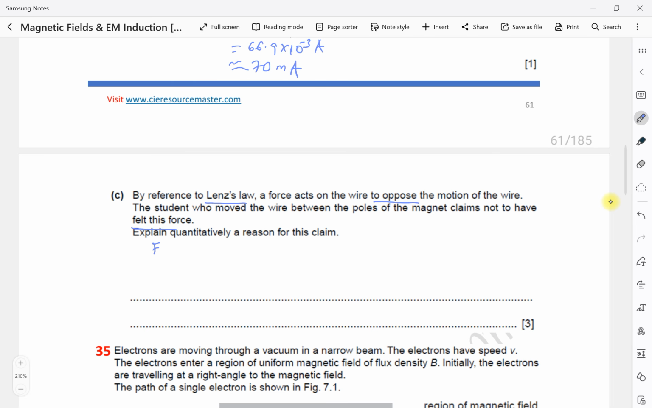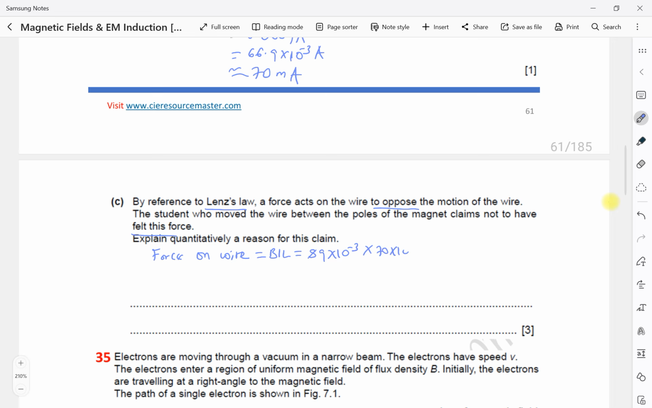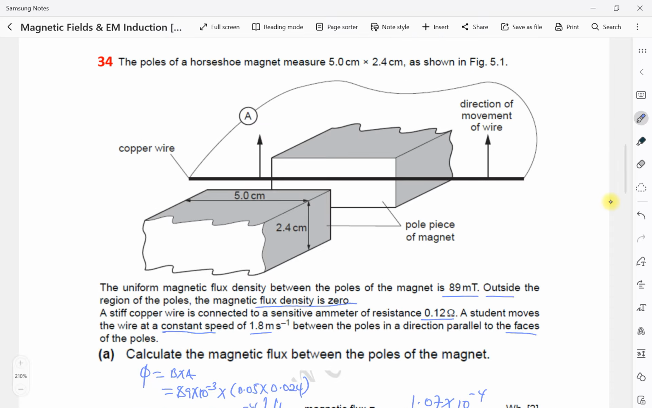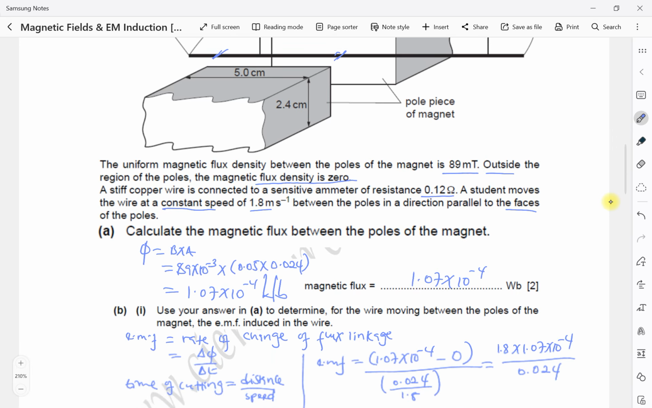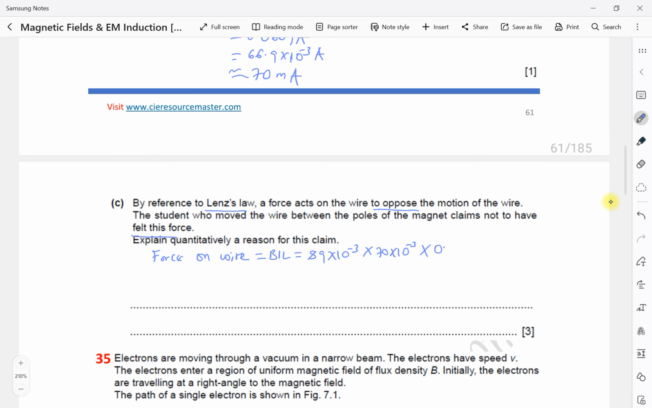So I'll find the force on the wire. This is going to be given as B, and B was 89 milliteslas, so that is 89 times 10 to the power of minus 3. The current is 70 milliamperes now, so that is 70 times 10 to the power of minus 3. Then the length of the wire in the magnetic field is actually this section here, which is 5 centimeters. So that will be 5 times 10 to the power of minus 2, or 0.05.